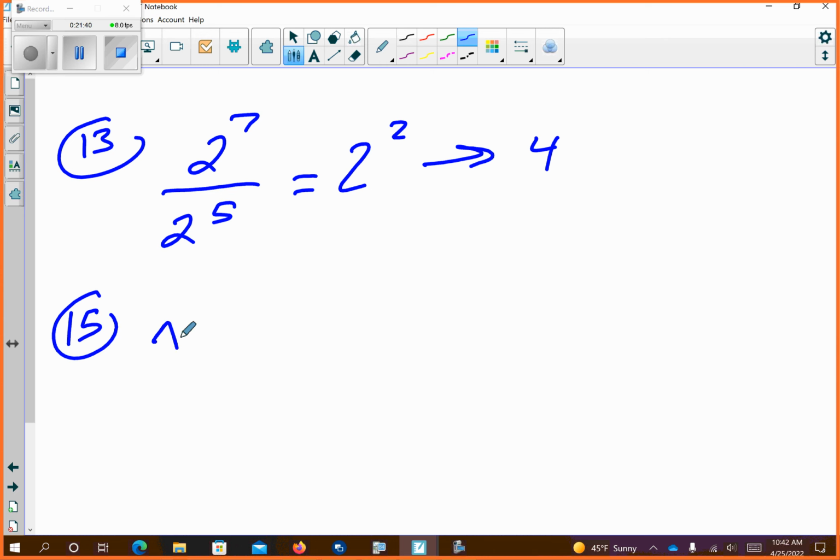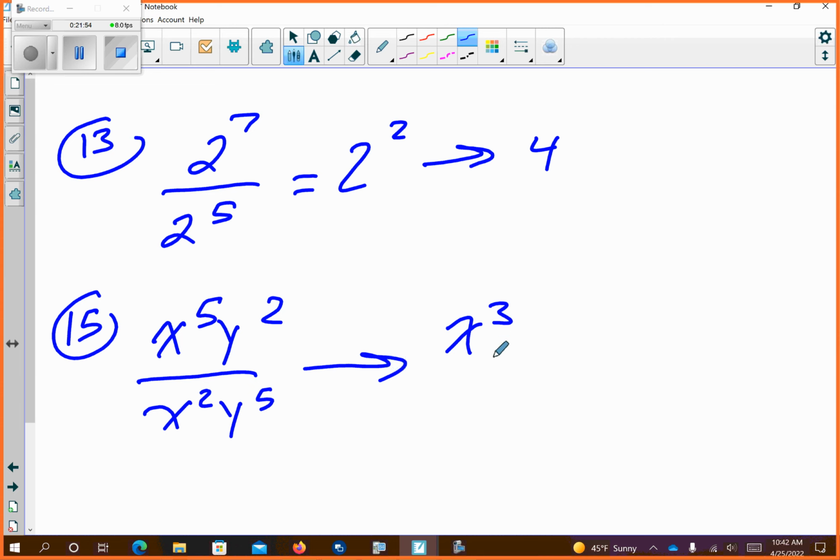Number 15 is this. Okay. Tug of war, who wins on the x's, top or bottom? Top by how many? 3. Tug of war with the y's, who wins, top or bottom? By how many? 3 as well. Good. Done. Make sense?